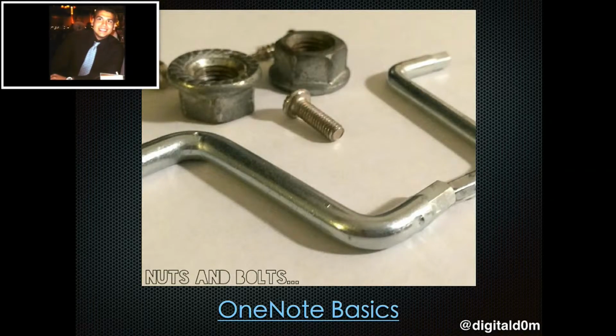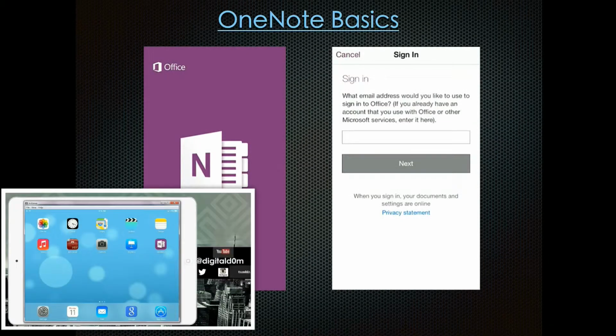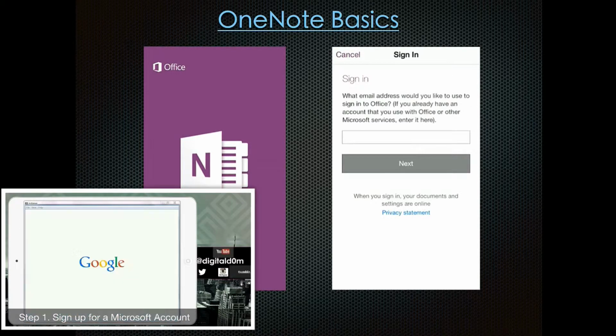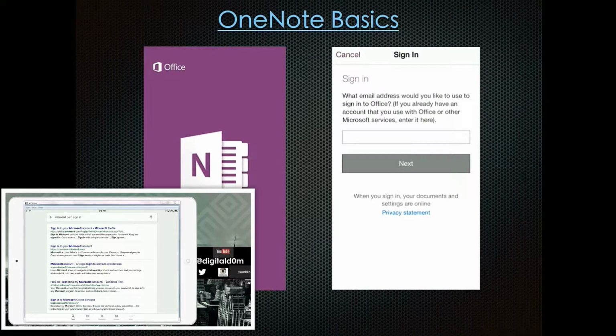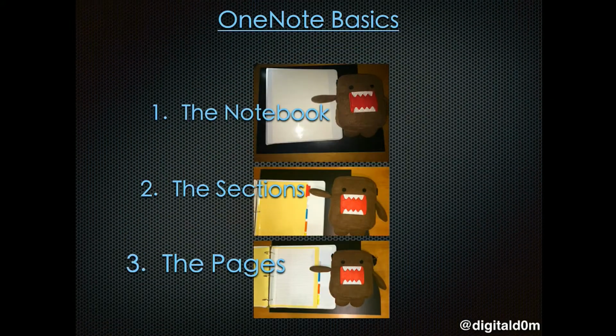Mobile. The first thing you're going to need is a Microsoft account. If you don't have one, that's quite alright. In the description, I'll be putting a link to my previous video where you can find out how to sign up for one. In today's video, I'm going to show you 3 easy ways to get started with OneNote Mobile: the notebook, the sections, and the pages.